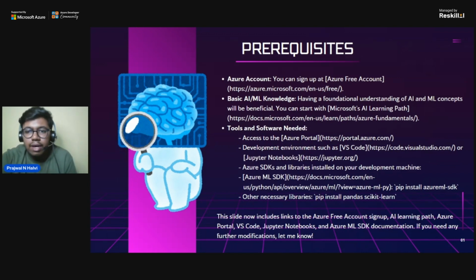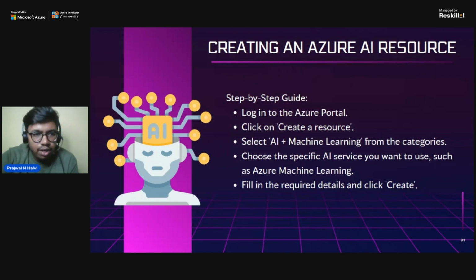The tools you'll also need: access to the Azure portal, a development environment like Visual Studio Code or Jupyter notebooks, and the Azure software development kits and libraries installed on your machines. This includes the Azure machine learning software development kits and libraries like Pandas and scikit-learn. These tools will be your companions as you develop and deploy your AI models. And then we also saw about creating an Azure AI resource.